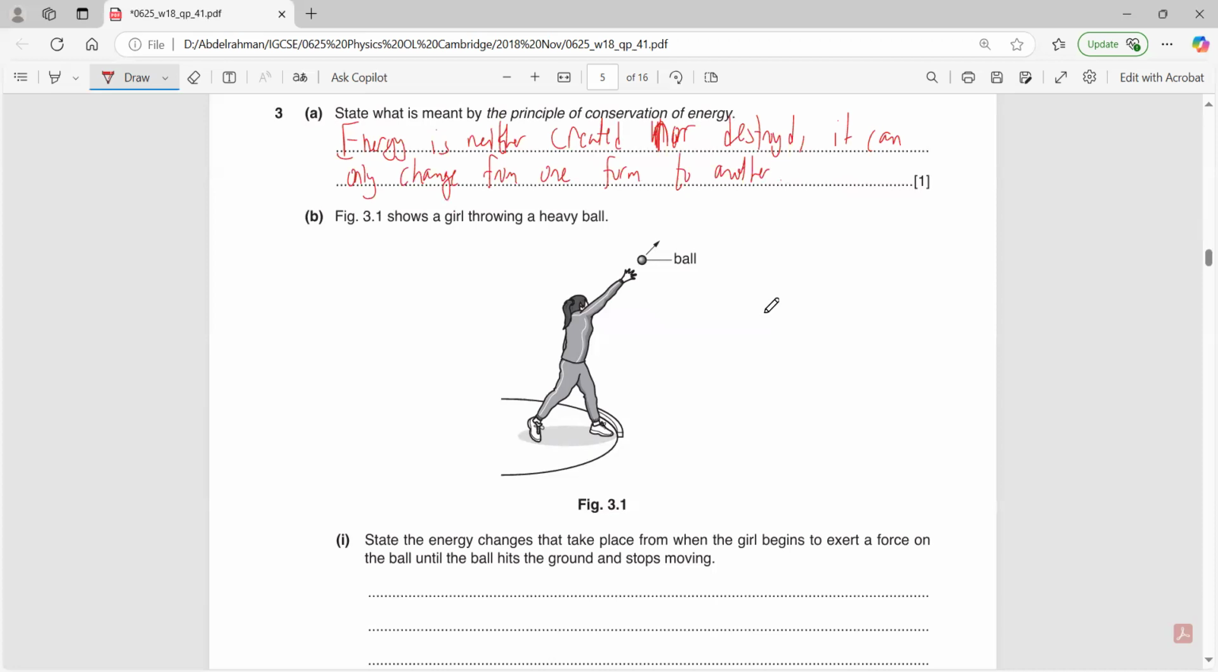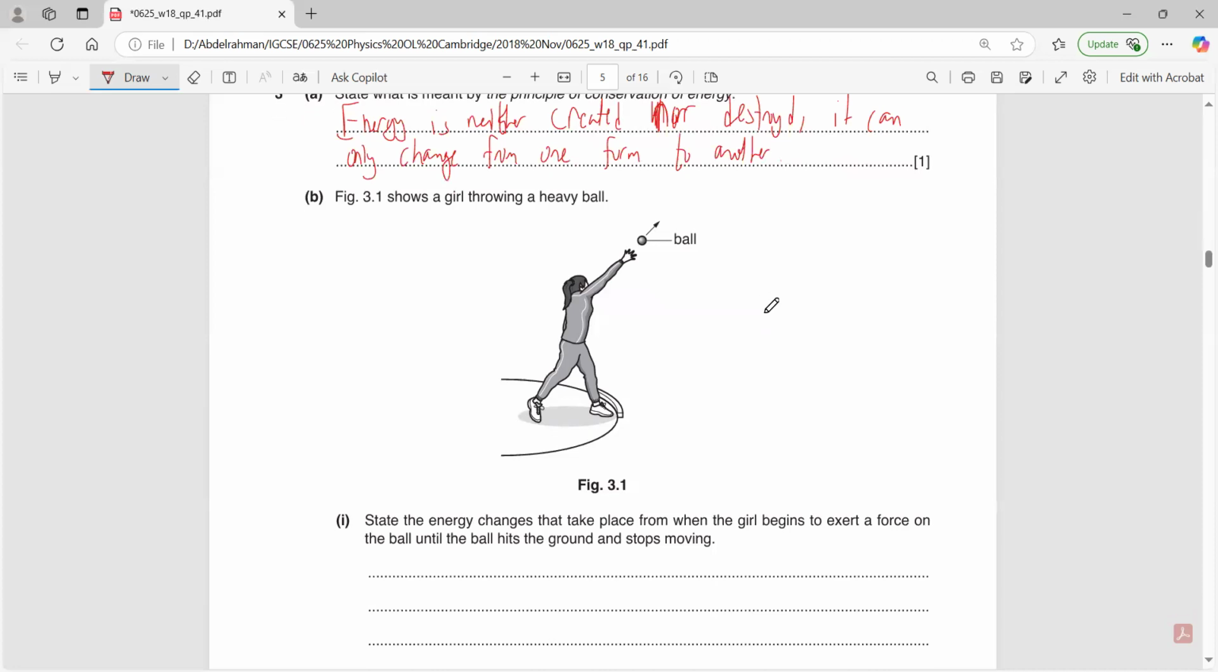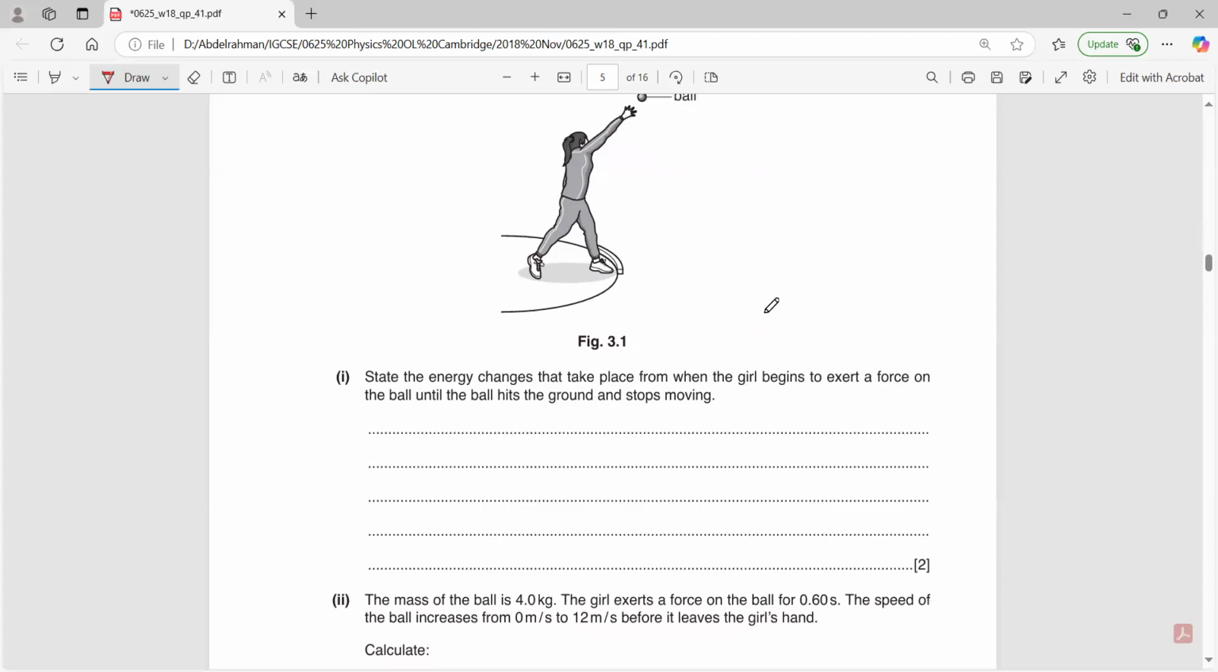Figure 3.1 shows a girl throwing a heavy ball. State the energy changes that take place from when the girl begins to exert a force on the ball until the ball hits the ground and stops moving. The girl is applying a force on the ball. The ball will rise up and then fall back down to the ground.